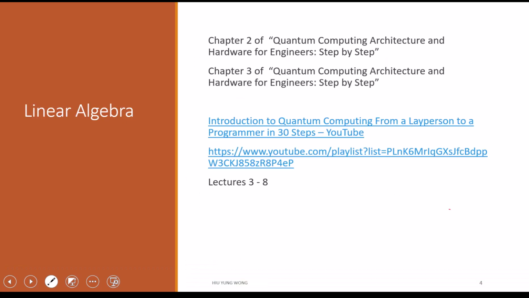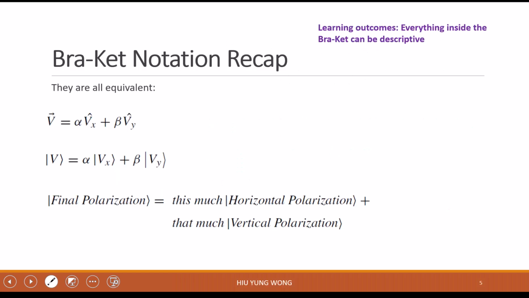So last time we talked about some basics of linear algebra. We talked about the vector space, linear vector space, inner product space, and then Hilbert space. So we look at two-dimensional space. Now, let's just recap again what is a bracket notation, right? So here I have 3 vectors. They are all equivalent if we agree upon something.